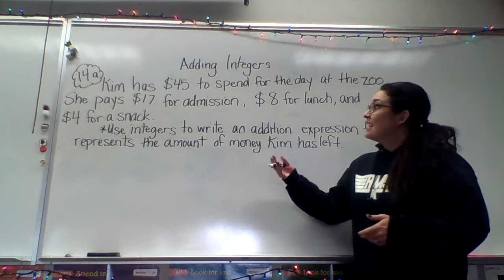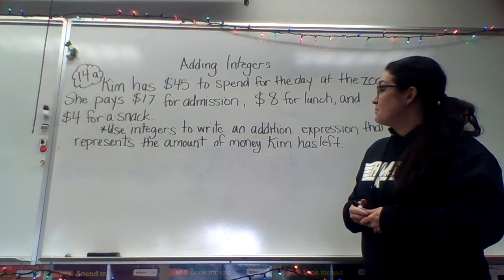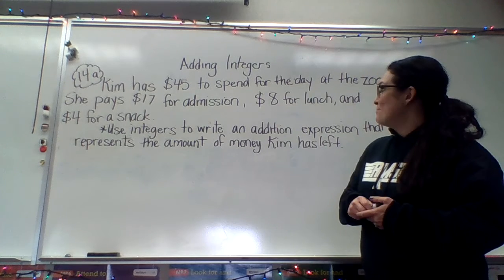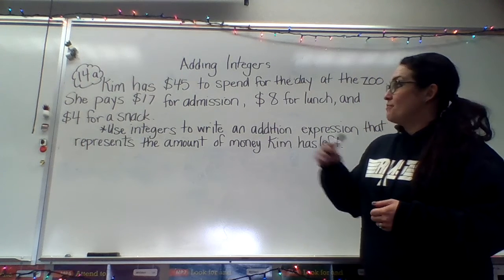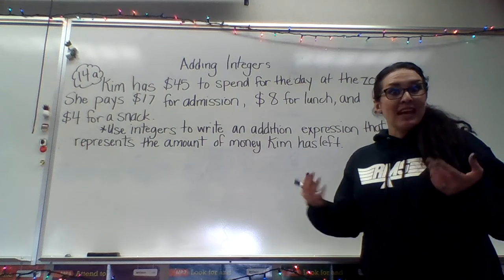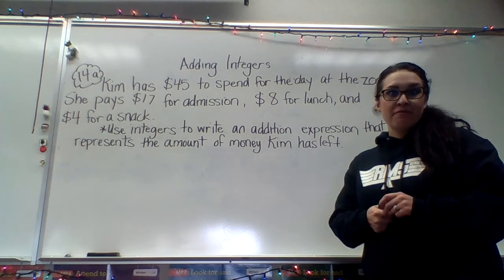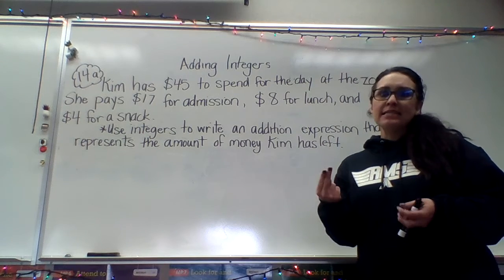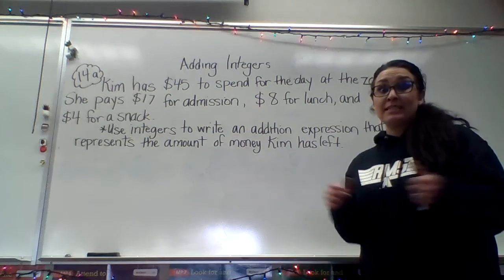It says, Kim has $45 to spend for the day at the zoo. She pays $17 for admission, $8 for lunch, and $4 for a snack. So again, that first part is just our information. Kim went to the zoo with $45. She bought some lunch, she bought a ticket to the zoo, and she bought a snack. That's the basic information, right?